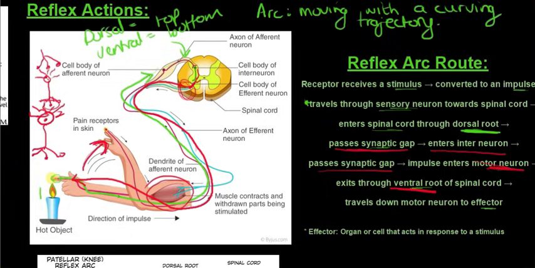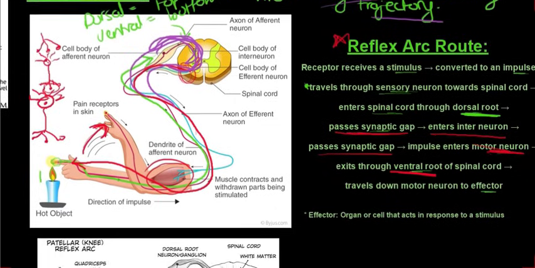So what do you need to know here? You need to know the route that is followed by the reflex arc, and I hope you can see the arc now. So let me find a different color. This section here is the reflex arc. That information is coming in, and then it's making almost like a U-turn and coming back, moving with a curving trajectory, and it's going back to the effector.